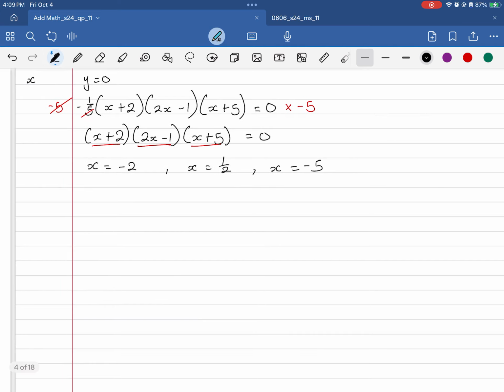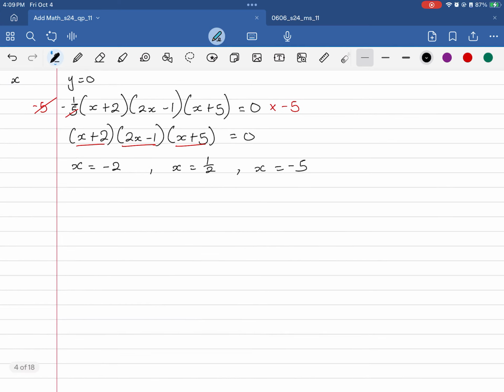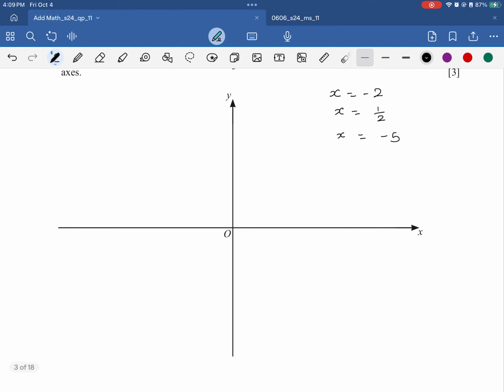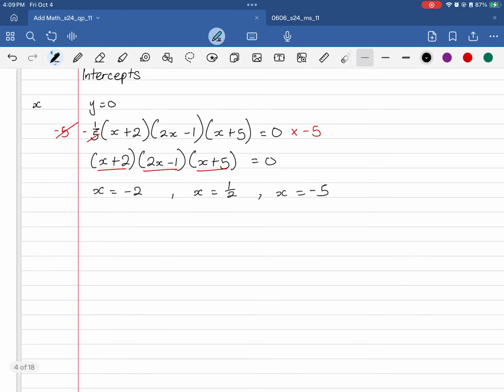With this, you can even state it out here and say, so you found one intercept. You found your x, or your x-intercept. This is 1 over 2. This is minus 2, and this is minus 5. Now, you can find your y-intercepts.